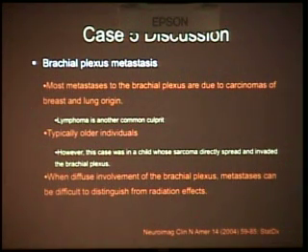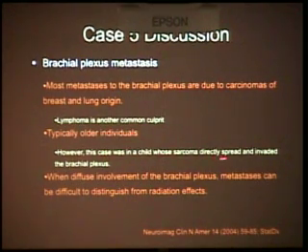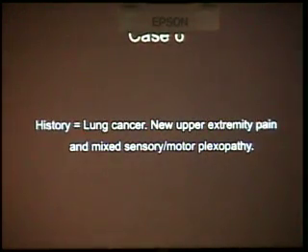Typically, mets in the brachial plexus are going to come from the more common cancers like breast and lung, but lymphoma can also affect these structures. In this case, the sarcoma directly spread and invaded the brachial plexus. And whenever you have diffuse involvement of the brachial plexus, it can be difficult to distinguish that from radiation changes after the patient's been treated.